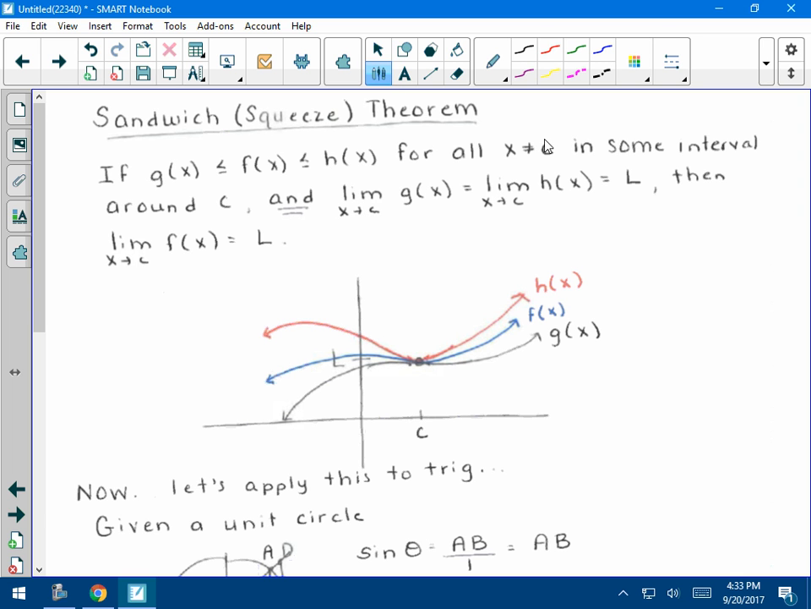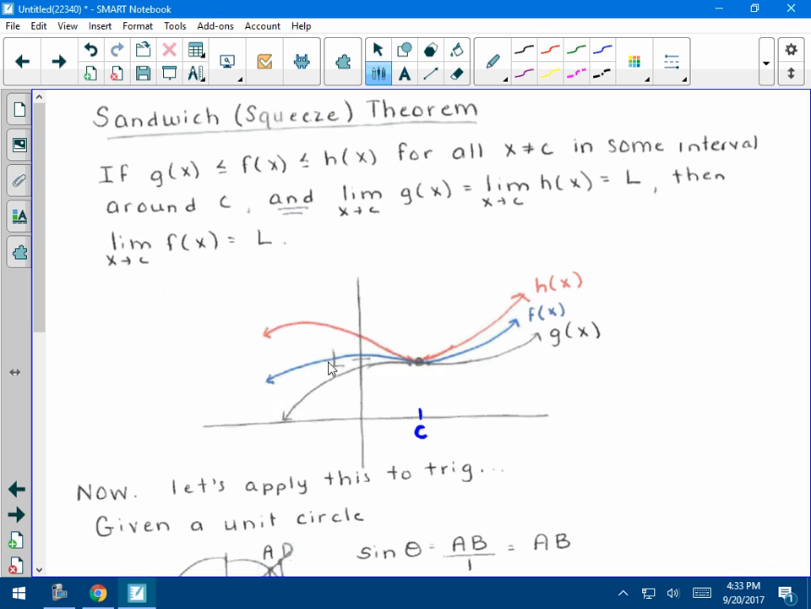And except for at the value I'm looking at, so a minute ago I was looking as I was approaching 0. So let's say 0 is C. Except that the one value I'm looking at, if they're always in this order, so G is always the smallest or equal, F is the next smallest, and H is the next smallest. It looks something like this.